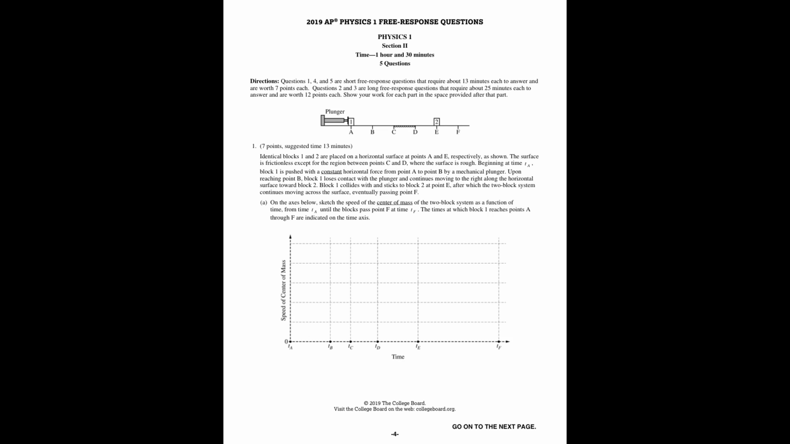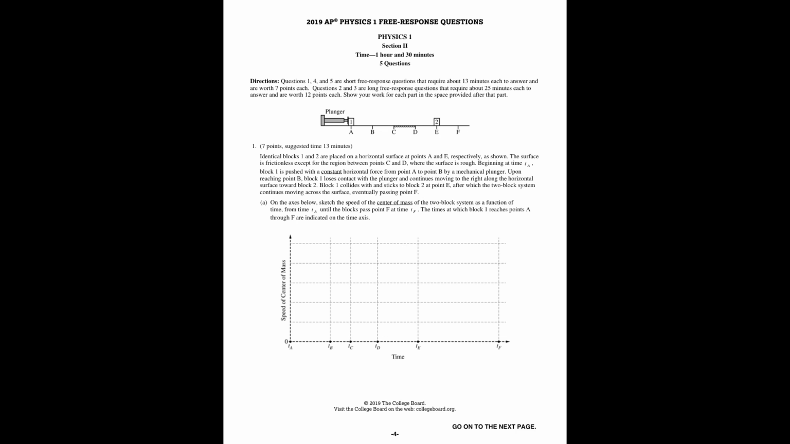Starting with question number 1, this was a 7.13-minute question. The question reads, identical blocks 1 and 2 are placed on a horizontal surface at points A and E respectively as shown. The surface is frictionless except for the region between points C and D where the surface is rough. Beginning at time TA, block 1 is pushed with a constant horizontal force from point A to point B by a mechanical plunger. Upon reaching point B, block 1 loses contact with the plunger and continues moving to the right along the horizontal surface toward block 2. Block 1 collides with and sticks to block 2 at point E, after which the two-block system continues moving across the surface, eventually passing point F.